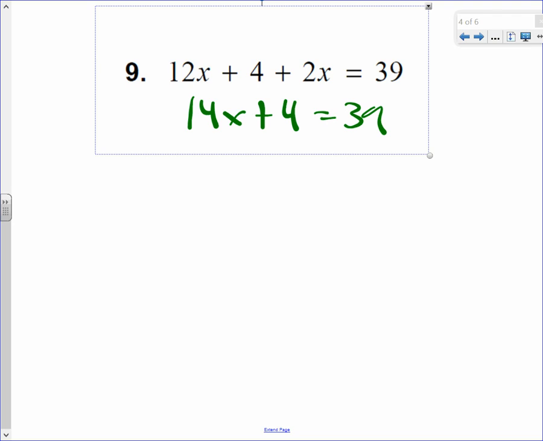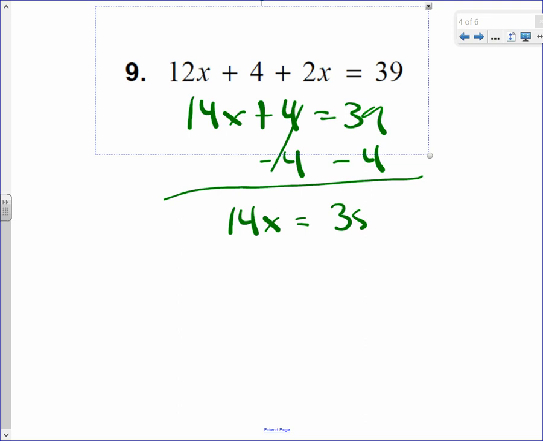Now let's get x by itself. We'll get rid of the 4 and then get rid of the 14, in that order. Let's subtract 4 from both sides. That's the inverse of adding. So I have 14x equaling 35. We're going to have another fraction, unfortunately. Let's divide by 14 on both sides.